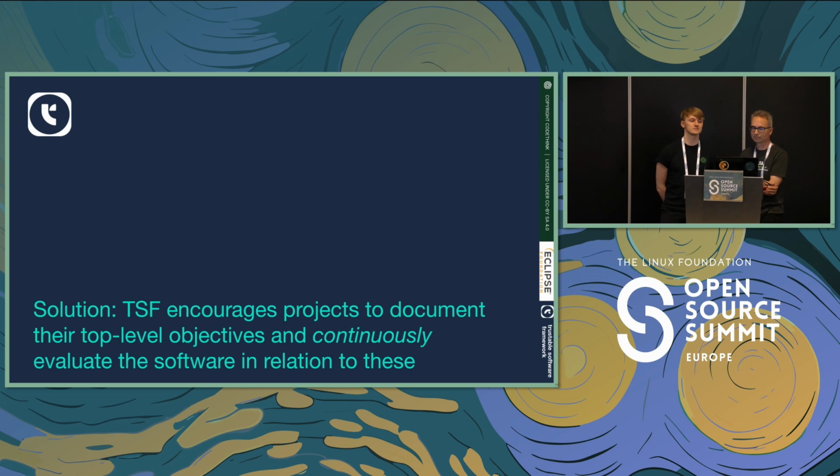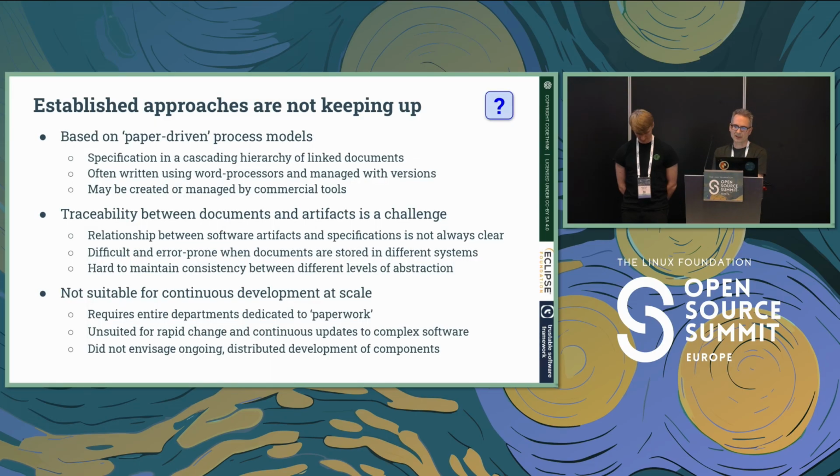So in this talk, we want to show how the Trustable Software Framework encourages projects to document the top-level objectives that are a little bit more stable and continuously evaluate the software in relation to these. This is in contrast to what I've described here as paper-driven process models. Clearly, they don't always write it on paper anymore, but sometimes the processes behave as if you do. You have a document. You probably write the document in something like Microsoft Word. You keep it in some document management system, but it often has very little relationship with the software that you're actually developing or the artifacts associated with it. And you can use some fancy management systems to help with that, but in the end, there's this inevitable disconnect between the two. And even if you can get that right, the traceability gets harder and harder, and it's really not been designed for continuous development at scale.